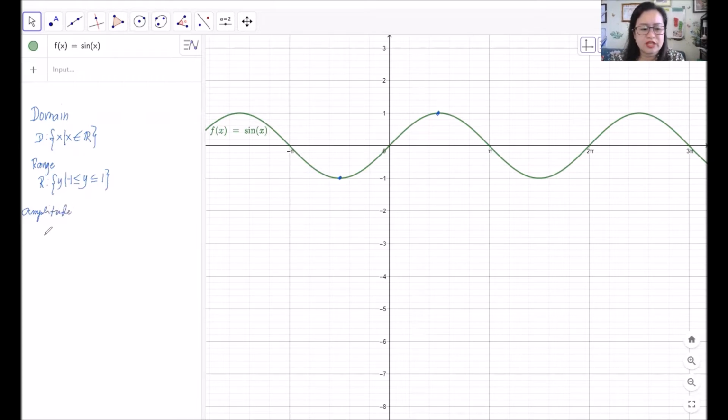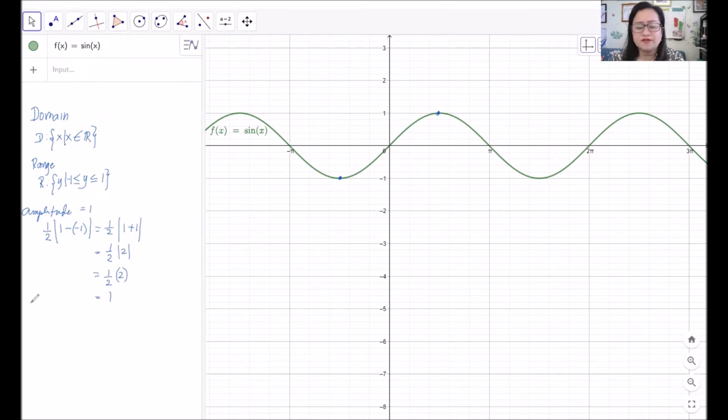So, to get the amplitude, we have to get the average of the absolute difference of the highest value, which is 1, minus the lowest value of the function, which is negative 1. Simplifying the given expression, we will have 1 half times the absolute value of 1 plus 1. Simplifying what's inside the absolute value sign, we will have 2. The absolute value of positive 2 is positive 2. Simplifying, we will have 1. Therefore, we can say that the amplitude of the sine function is 1.